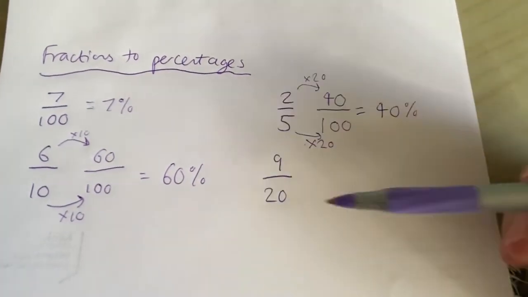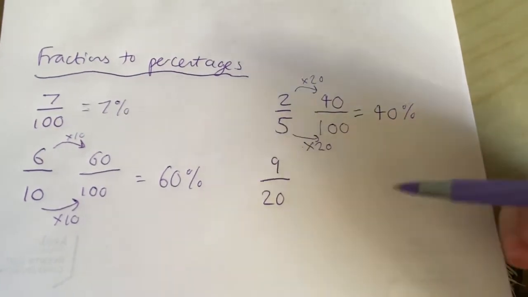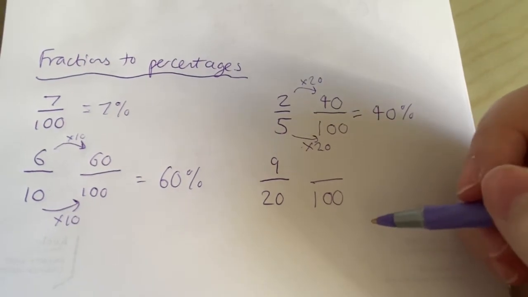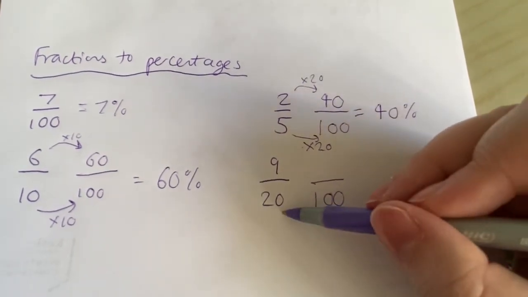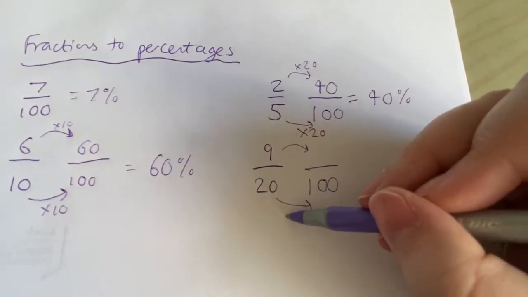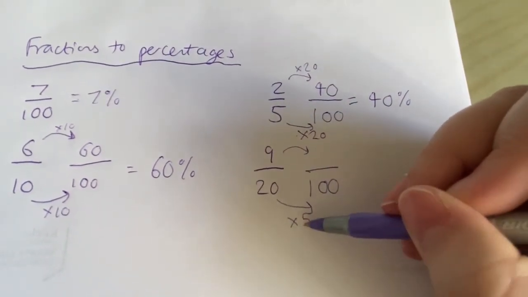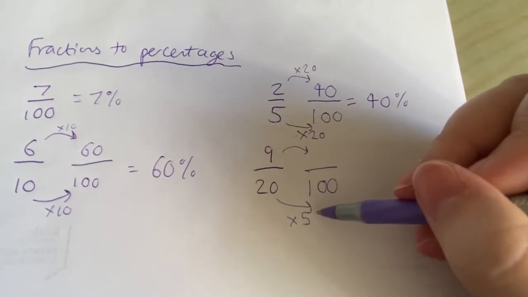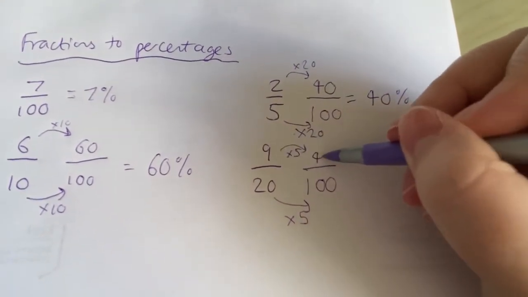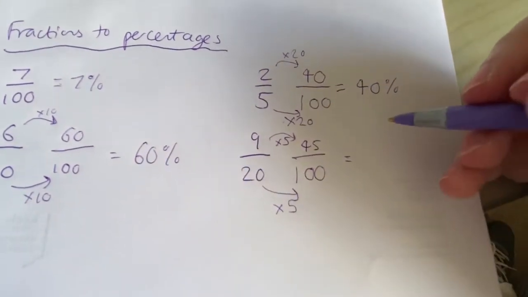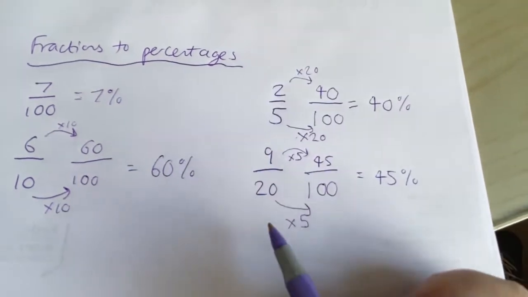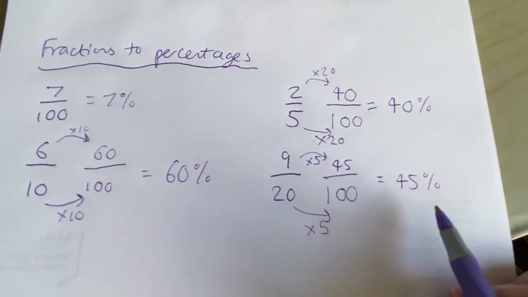Final example, 9/20. Again, the denominator is not 100 yet, so I'm going to find an equivalent fraction with 100 at the bottom. So what do I times 20 by to make 100? I times it by 5. And because I've times the bottom by 5, I must times the top by 5. 9 times 5 is 45. So that's 45 out of 100. That must be 45%. So 9/20 is the same as 45%.